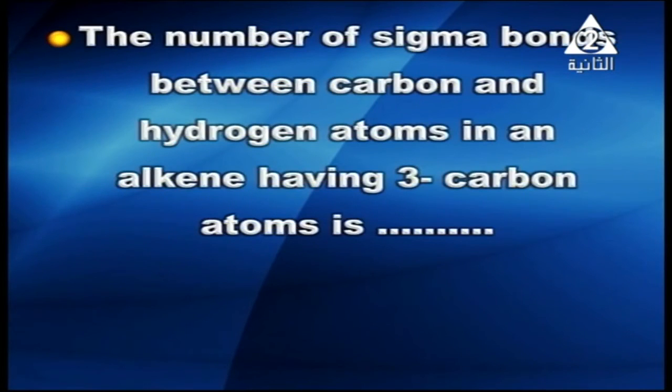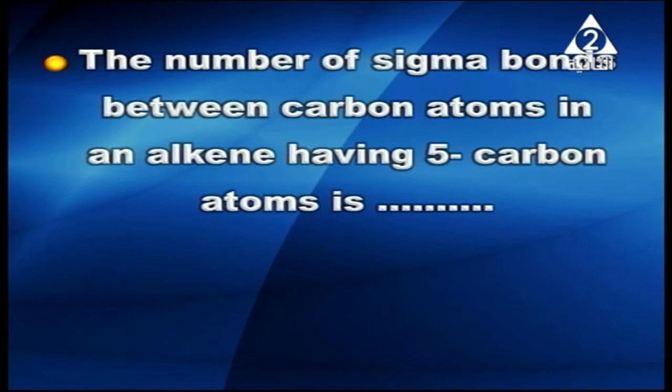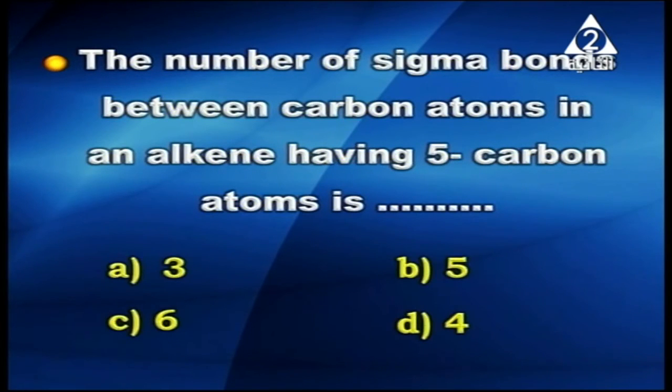Next point, the number of sigma bonds between the carbon atoms and the hydrogen atoms in an alkene having 3 carbon atoms is what? Is it 4, 8, 10, or 6? If you think about it, yes, it will be 6. Next point, the number of sigma bonds between carbon atoms in an alkene having 5 carbon atoms is what? 3, 5, 6, or 4? If you think about it, yes, it will be 4.